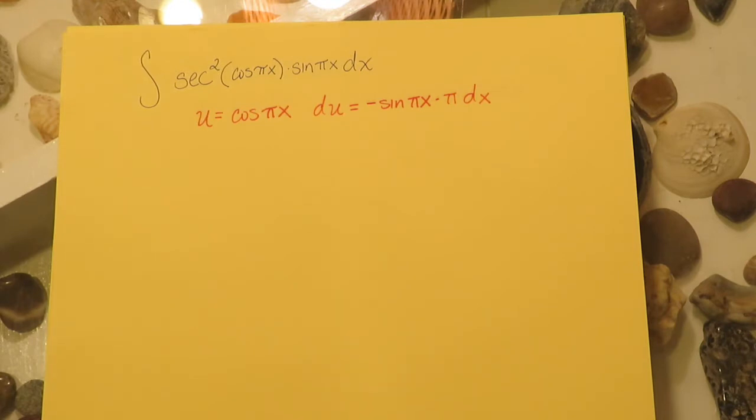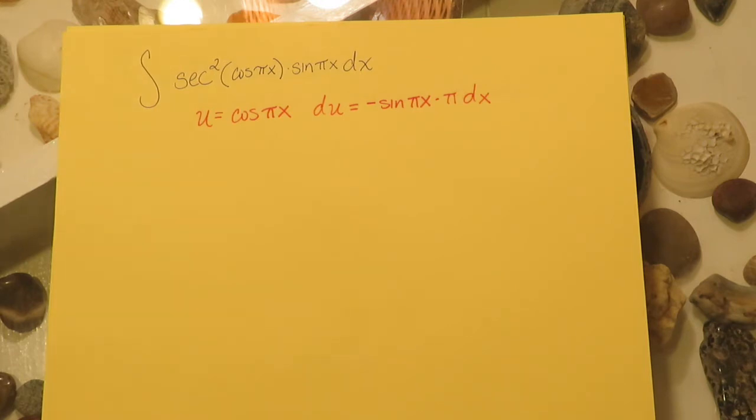If we call that u, then the derivative of u will be the derivative of cosine, negative sine of pi x, but then the chain rule says the derivative of pi x is pi, so I multiply the derivative of cosine by pi. So du is negative sine of pi x, then times pi, and then dx, the rate of change of x. So now I'm going to try to replace things so that I still have the same function that I started with, but u is my variable instead of x.